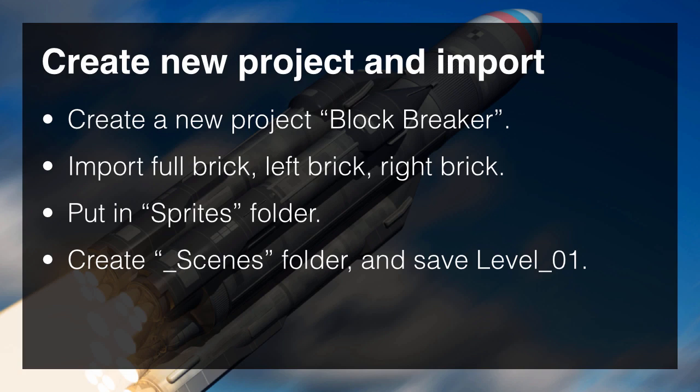So we're going to go into Unity. Here's a challenge for you. Just go into Unity, create a new project, call it Block Breaker. And then I want you to import all 3 brick images into a folder called Sprites. And then save your scene as level 01 in Scenes. So go ahead and do what's on the screen now. Pause the video and come back when you've done that. And I'll show you how I did it.